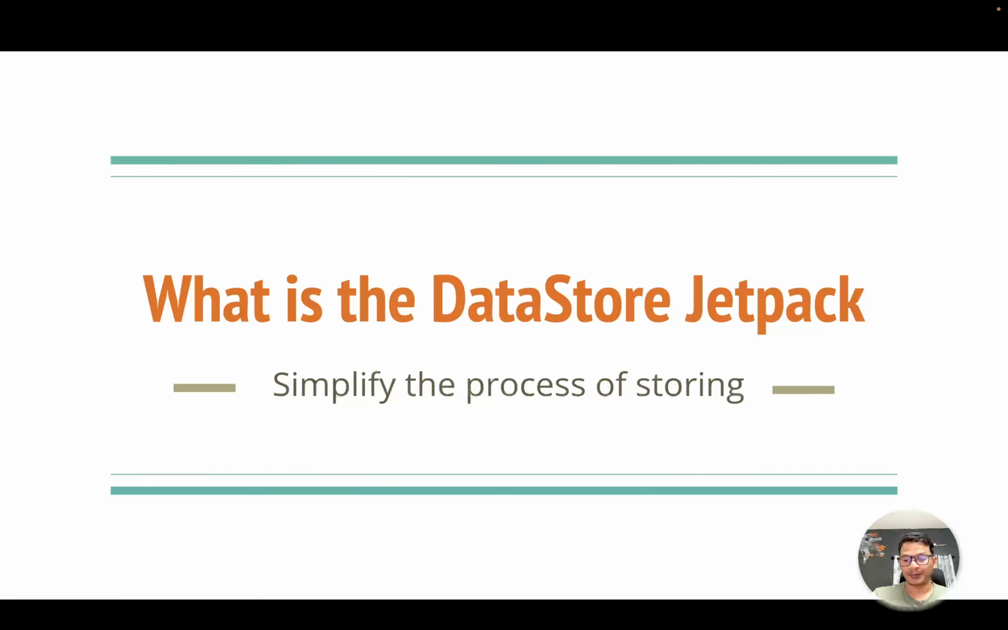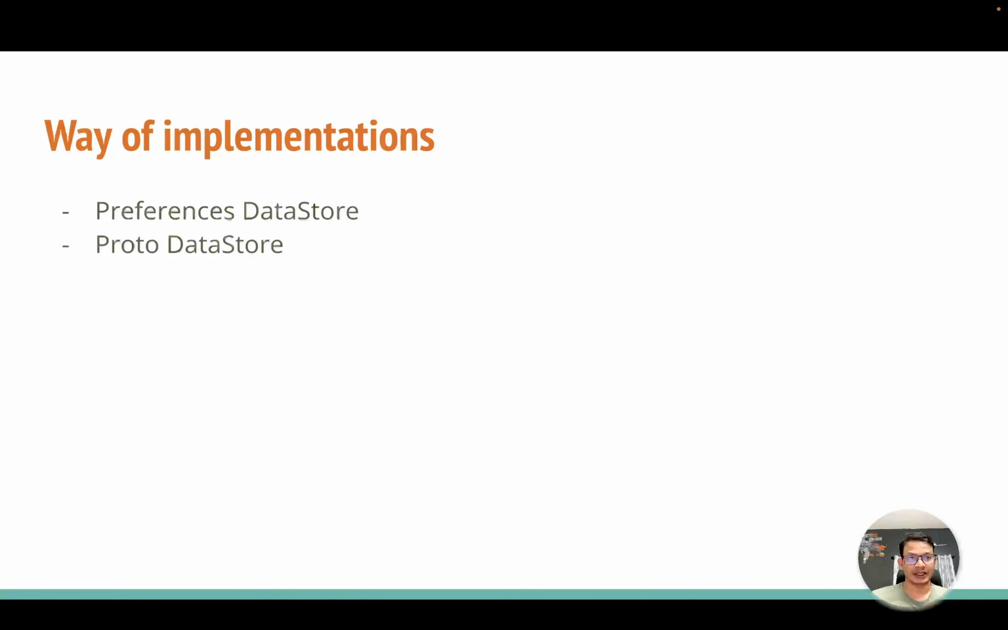And DataStore basically has two ways of implementation. One is Preferences DataStore, and the other is Proto DataStore. Preferences DataStore is similar to shared preferences but provides better performance, and supports synchronous and asynchronous data read and write operations. Now we'll talk a little bit about Proto DataStore.